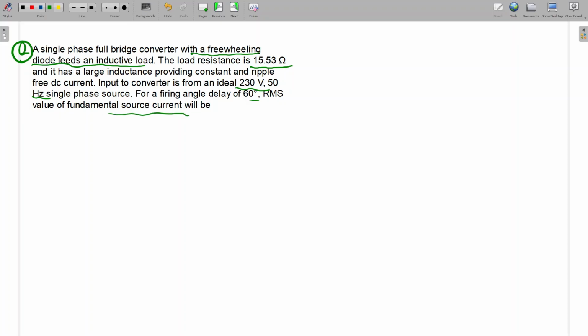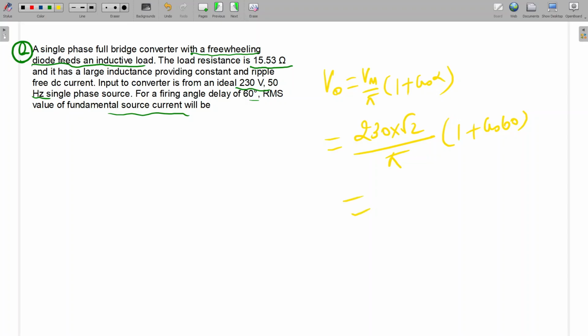Similar kind of question, just the calculation we can do here. For the semi converter, the output voltage will be Vm upon pi times 1 plus cos alpha. So how much is Vm? 230 into root 2 divided by pi times 1 plus cos 60. How much are we getting?